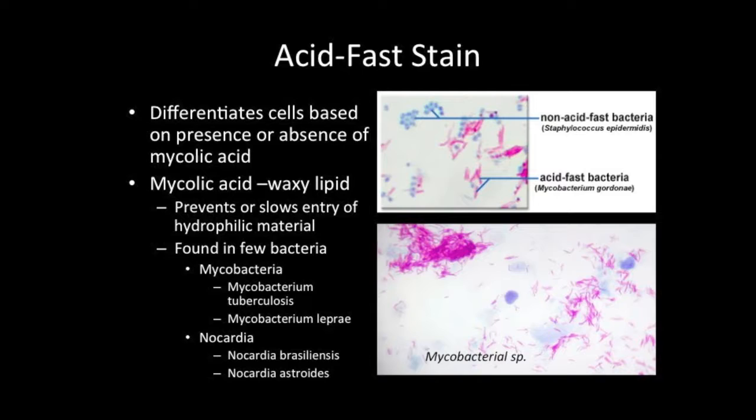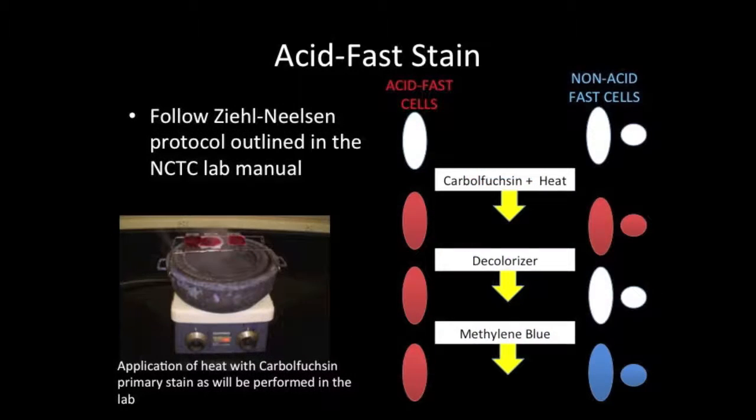The acid-fast stain is not used as frequently as the gram stain because few bacteria contain mycolic acids. However, it is a very important tool utilized when the infection is believed to be caused by an acid-fast organism. The protocol outlined in your NCTC lab manual is the Ziehl-Neelsen acid-fast staining protocol. You will heat fix your bacterial samples before proceeding with the staining procedure.